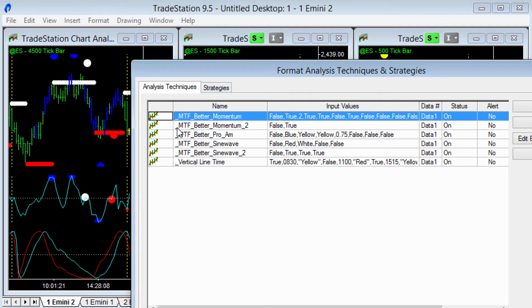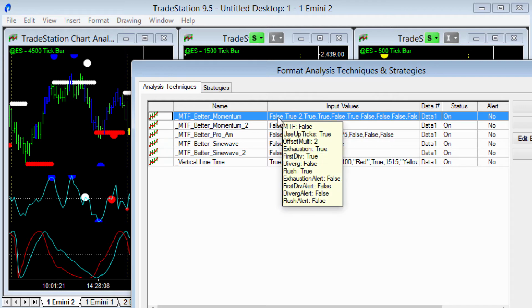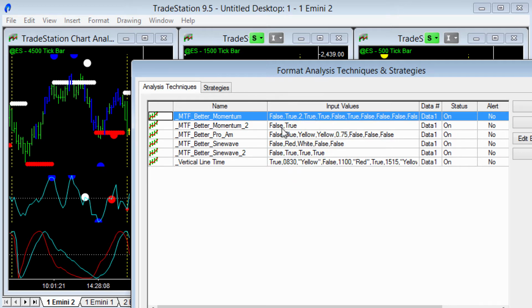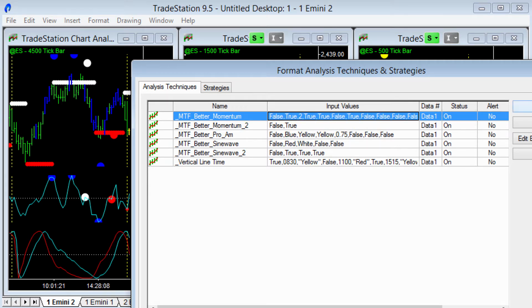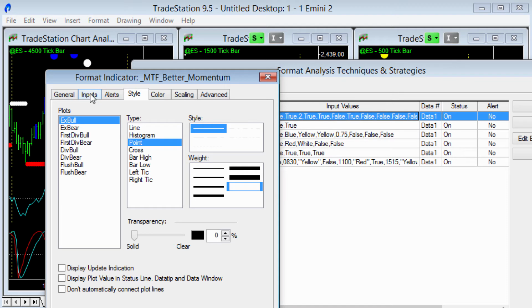When you go in and format, this is the MTF, the multiple time frame version of the Better indicators. This first setting on each of these is set to false. Actually, I didn't know you could see that just by hovering over it. So you can see MTF false. The next one down, Better Momentum 2, has MTF set to false. Let me open these up because that's easier. Here we go with the inputs.